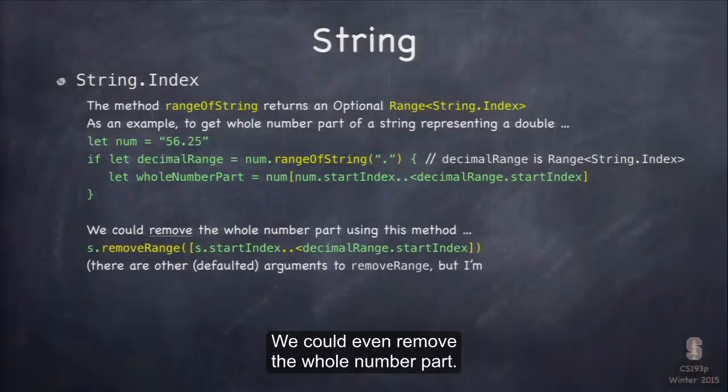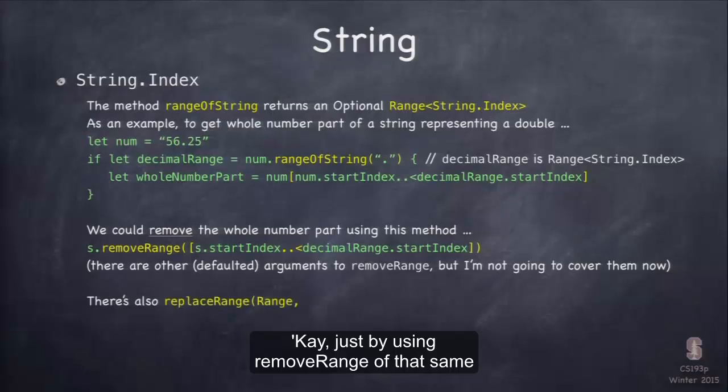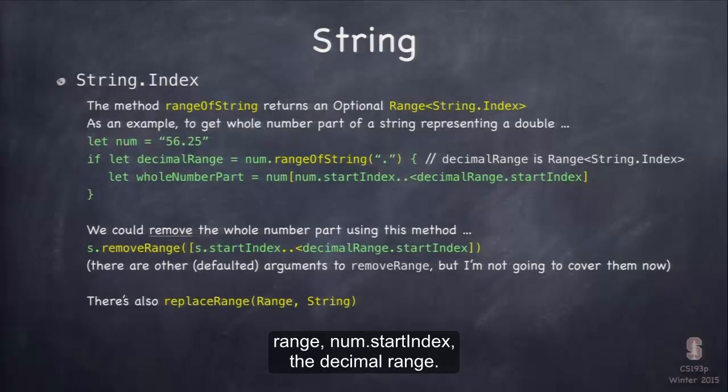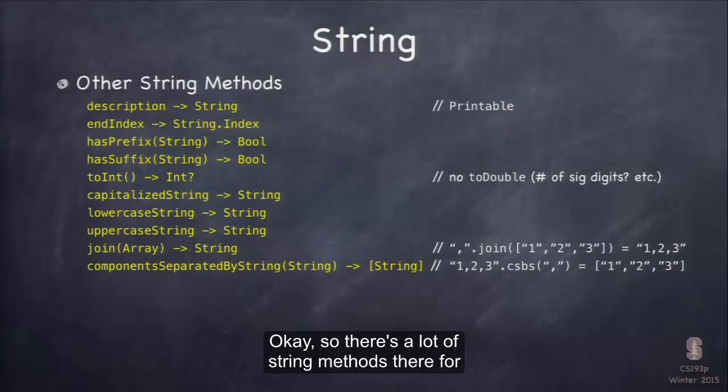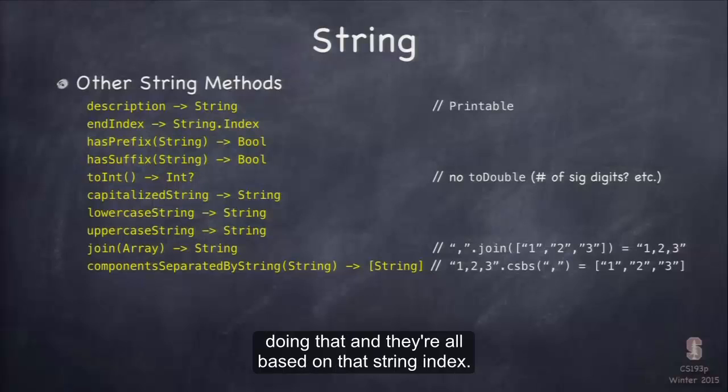We could even remove the whole number part just by using remove range of that same range, not start index to the decimal range. Or we can replace the range with other things, etc. So there's a lot of string methods there for doing that, and they're all based on that string index.